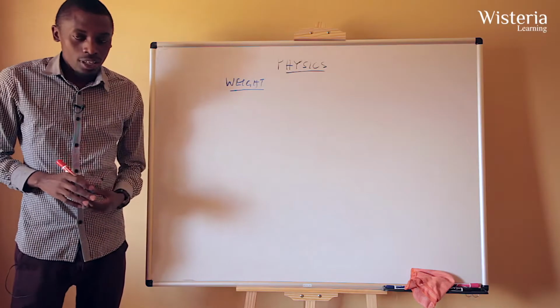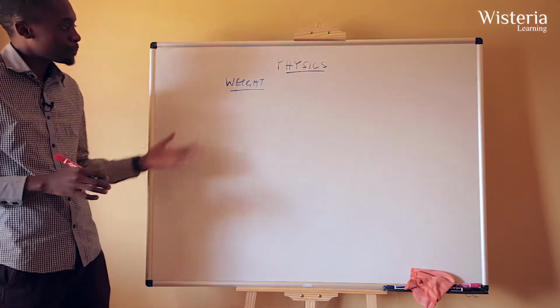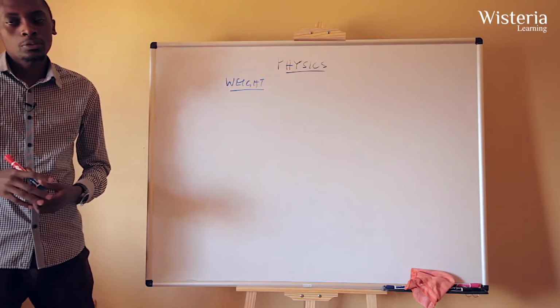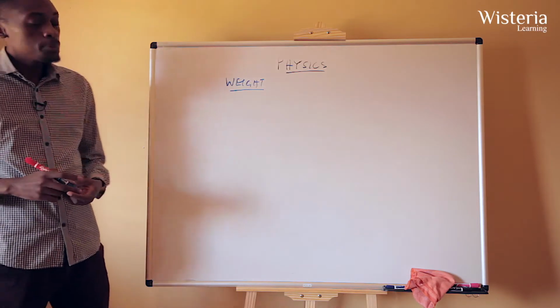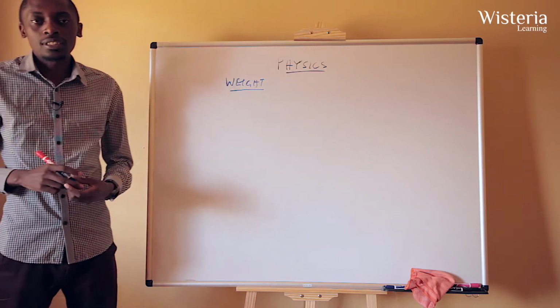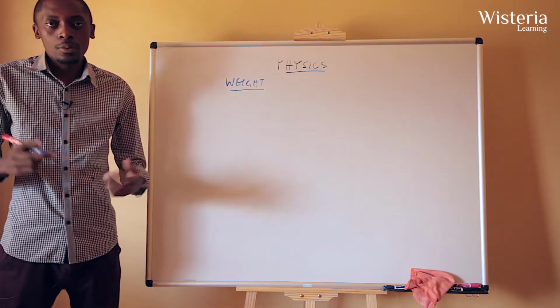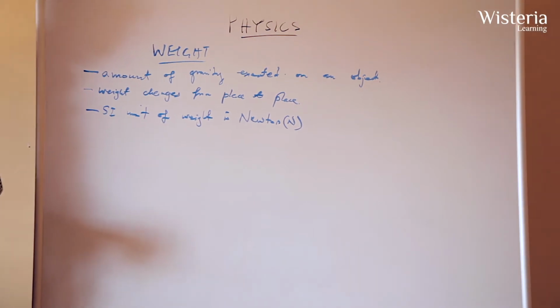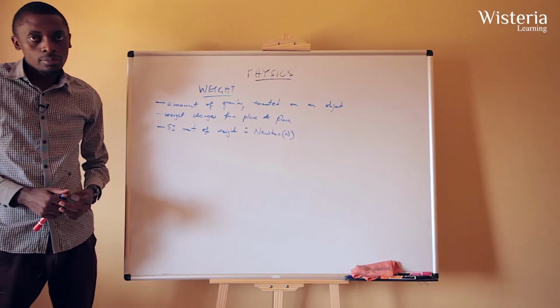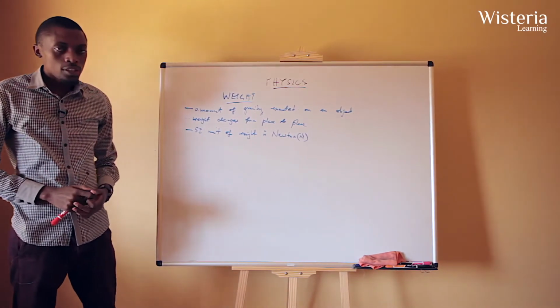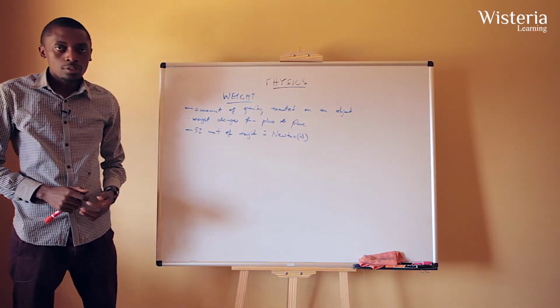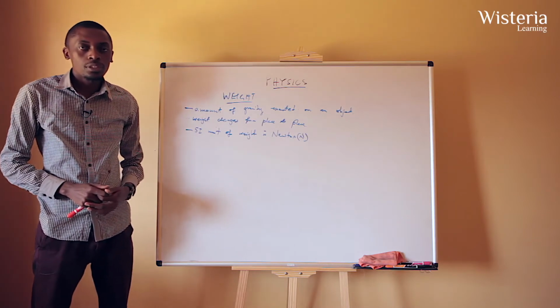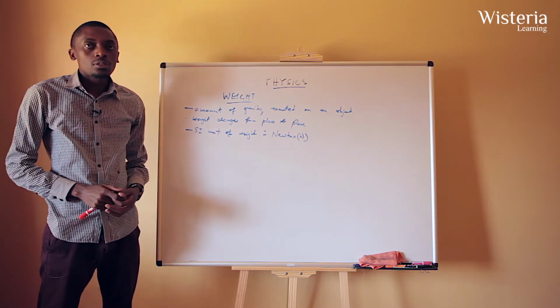Now we want to look at what weight is, and we're going to go straight into defining it. Weight is simply the amount of gravity exerted on an object. Since it depends on the amount of gravity exerted on an object, weight is going to change from place to place. The weight of an object on the moon is different from the weight of the same object on Earth.